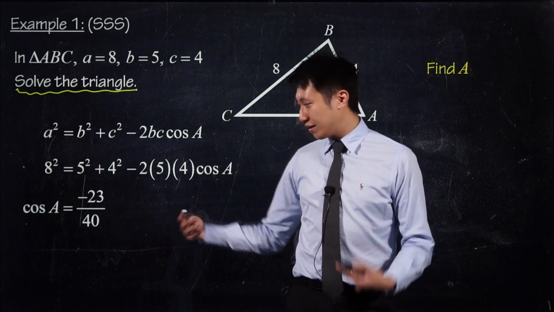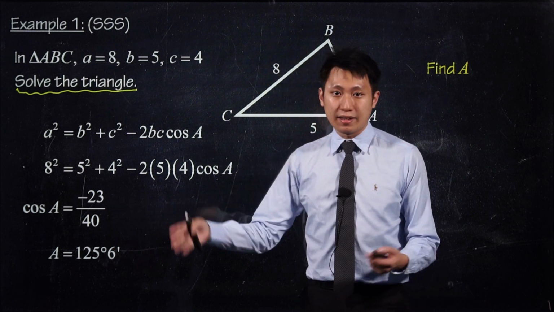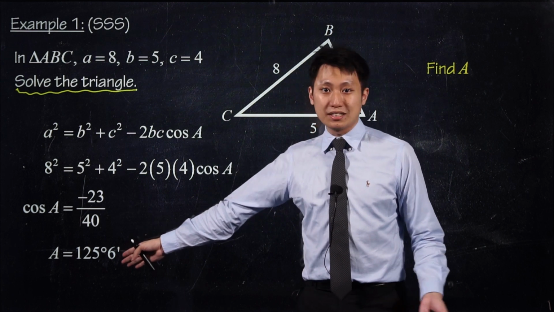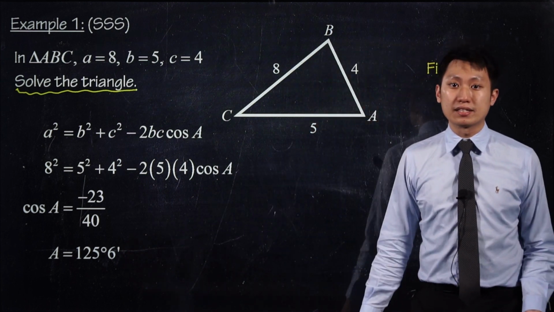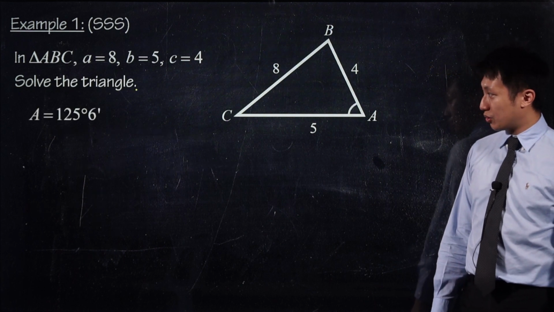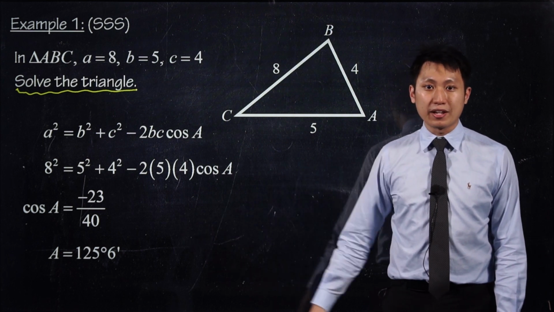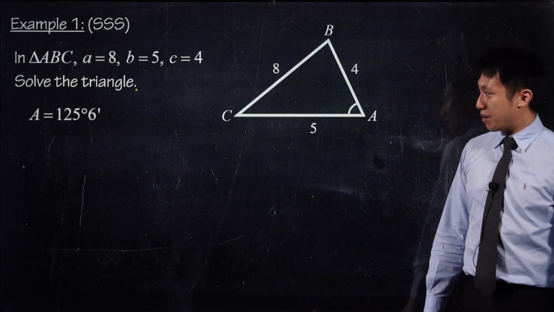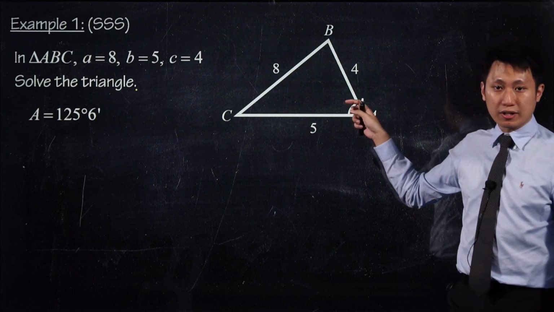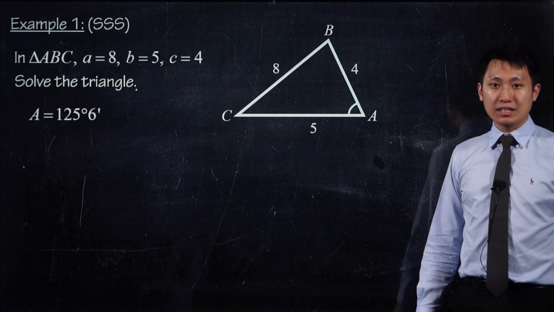Then after that, you use shift cosine for this case. Shift cosine, then you chop it off at certain decimal places, right? So you get that answer. Okay, so you got it: 125 degrees 6 minutes. So I make use of that and put it on the next one. I know this side is 125 degrees 6 minutes.